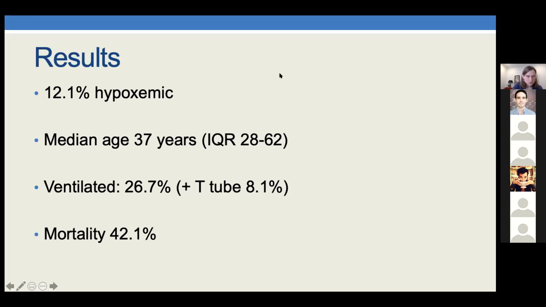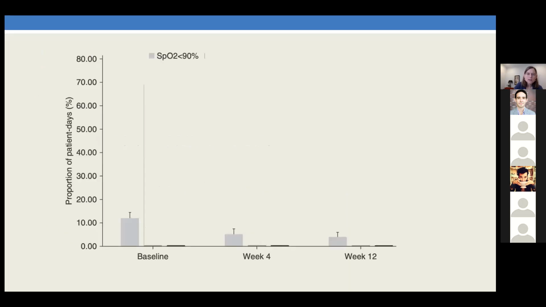We found that about 12% of patients were hypoxemic. They were young, as we expected. About a quarter ended up on a ventilator at some point, and mortality was very high, just as we had found before. But importantly, what we wanted to know is, could we be effective in this intervention? At the beginning, the number of patients who were hypoxemic was about 12%. And in fact, after the intervention, at the week 4 and week 12 periods, there were fewer patients who were hypoxemic in the emergency department.